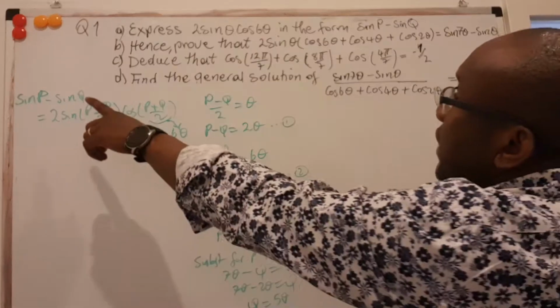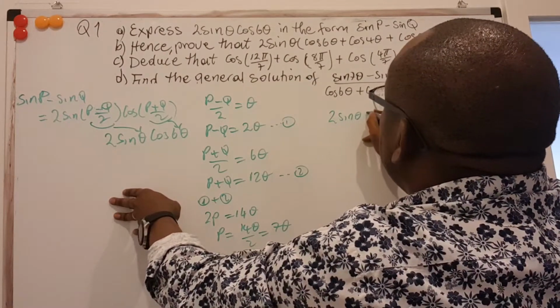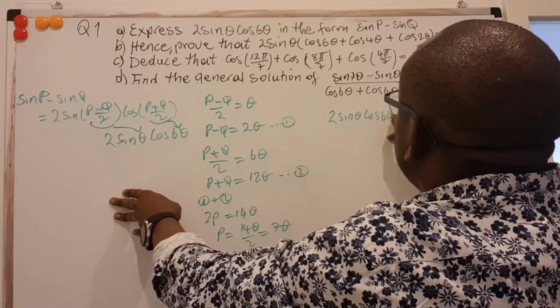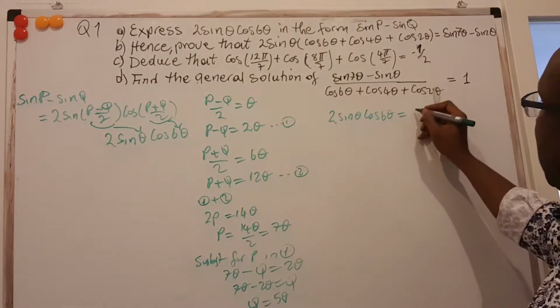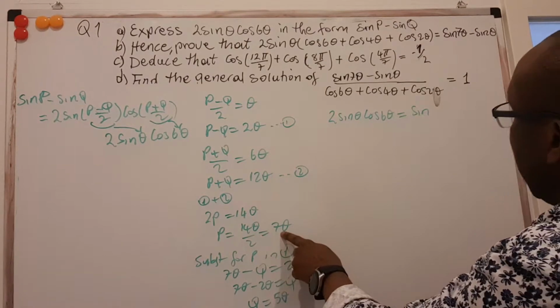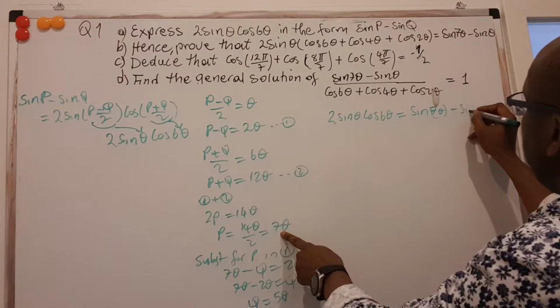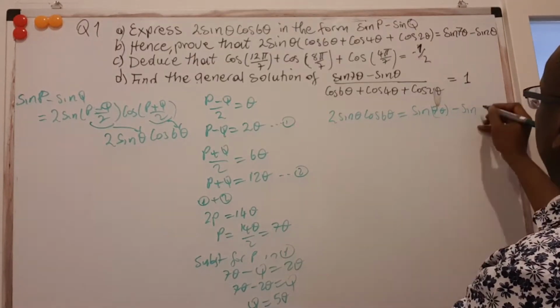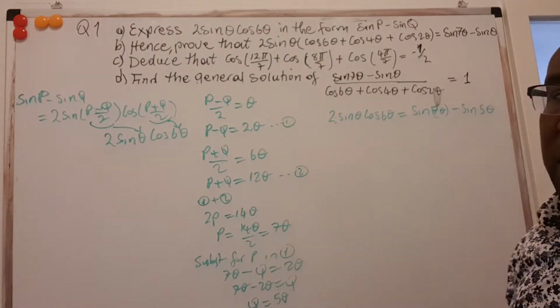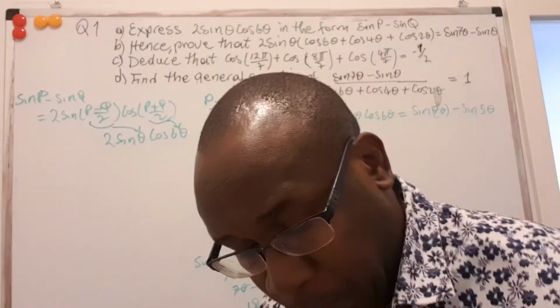So basically it means that 2 sine theta cos 6 theta can be expressed as sine p, our p here is 7 theta, minus sine q, 5 theta. That is it for the A part. I will erase the board so I get space for the B.